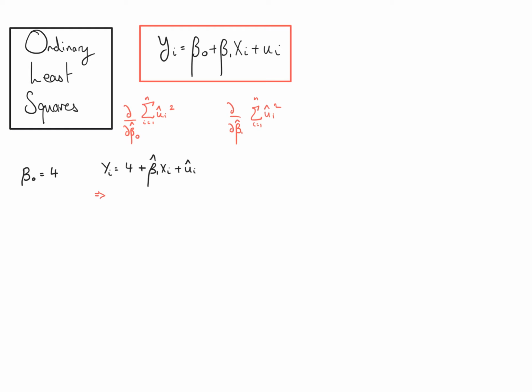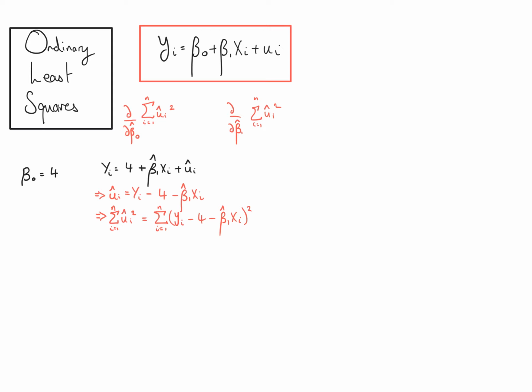So we can write down that the ui hat is going to be equal to yi minus 4 minus beta 1 hat xi. All that we've done there is we've rearranged our initial specification, and we can then write down the sum of squares of these ui hats by saying this is the sum from i is equal to 1 to n of ui hat squared, which is equal to the sum from i is equal to 1 to n of yi minus 4 minus beta 1 hat xi, all squared.